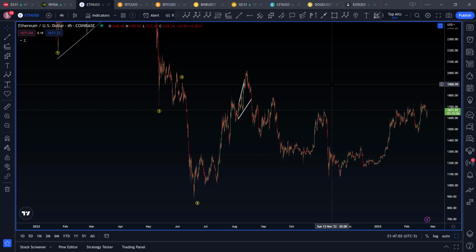Because usually they're sort of hand in hand, right? Well, that's not necessarily always true. Sometimes one will run much further than the other in either direction. So the expectation would just be that this would run less than Bitcoin. And lo and behold, it has. We made a low here.